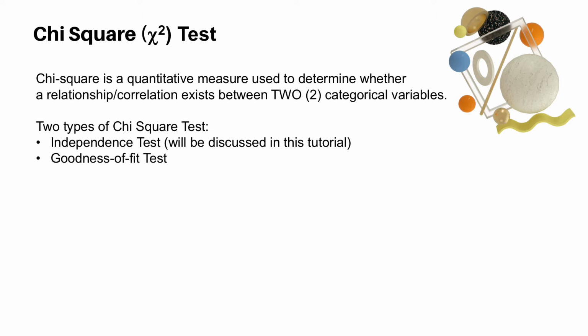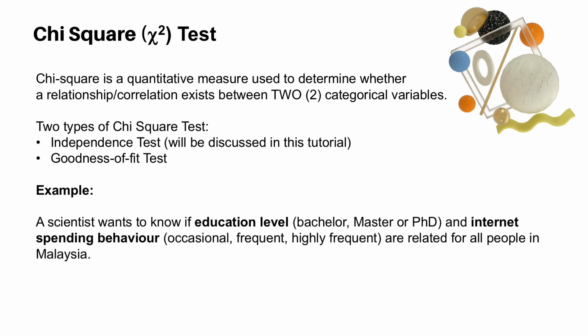First, let's have a look at what is chi-square test. Chi-square is a quantitative measure used to determine whether a relationship or correlation exists between two categorical variables. There are two types of chi-square tests, namely independence test, which will be discussed in this tutorial, and goodness of fit test. So now let's have a look at what kind of situation requires the use of independence test.